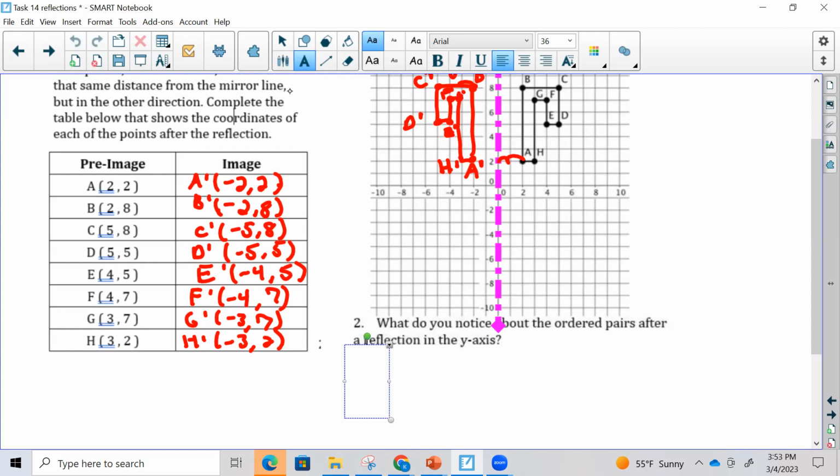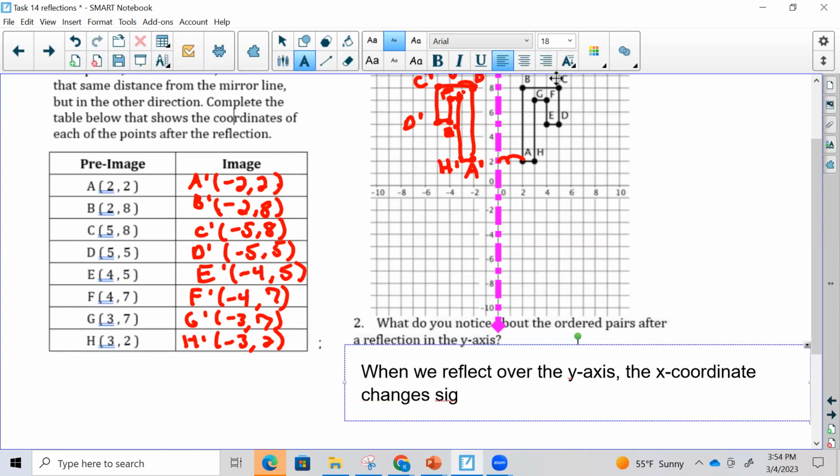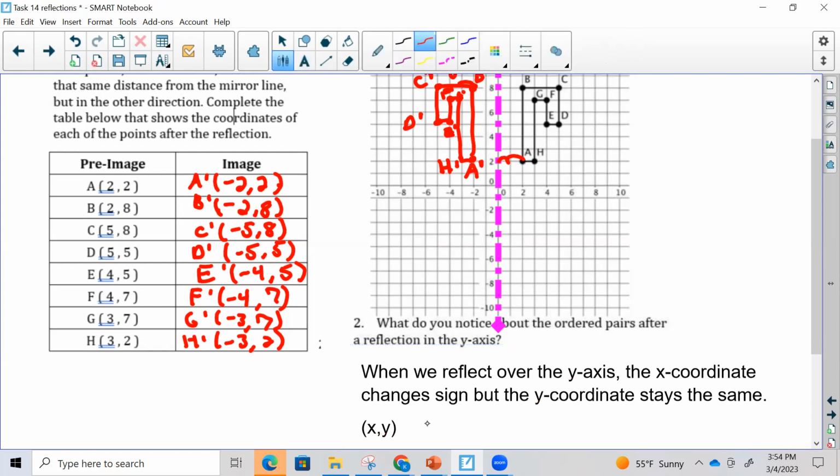So what we notice is when we reflect over the y-axis, what happens is the X coordinate changes sign, but the Y coordinate stays the same. We're going to write this as a rule. So how we write it as a rule is we write (x, y) to stand for any initial point, and then I'm going to put an arrow, so becomes, and in this case, it becomes the opposite of x, y, or (-x, y).